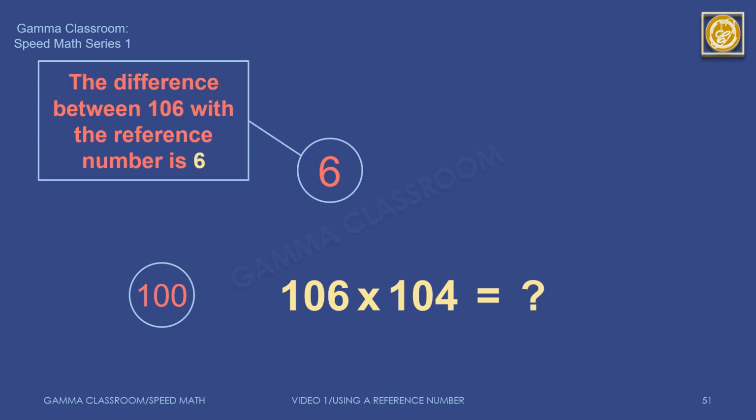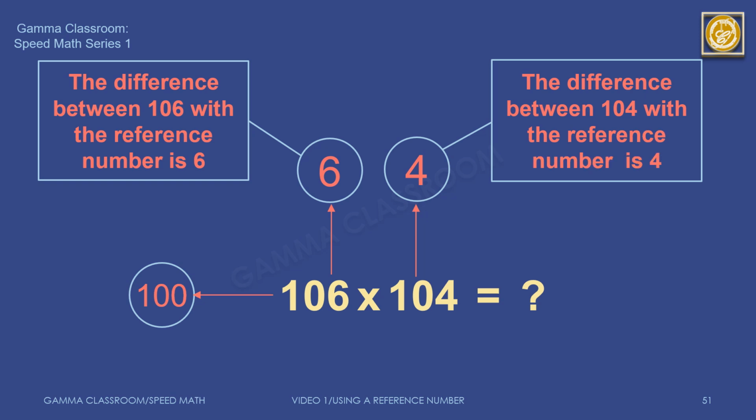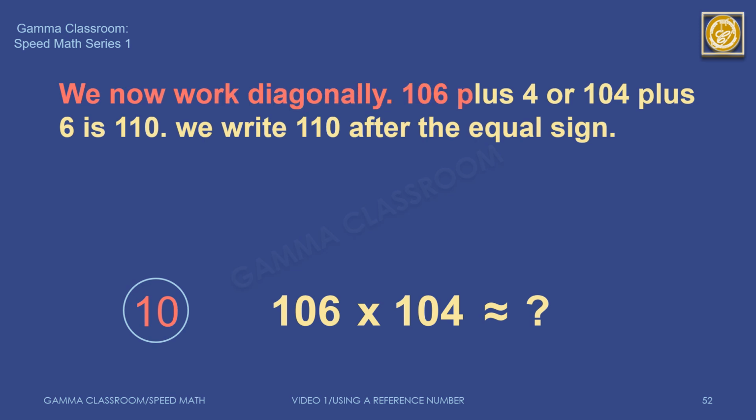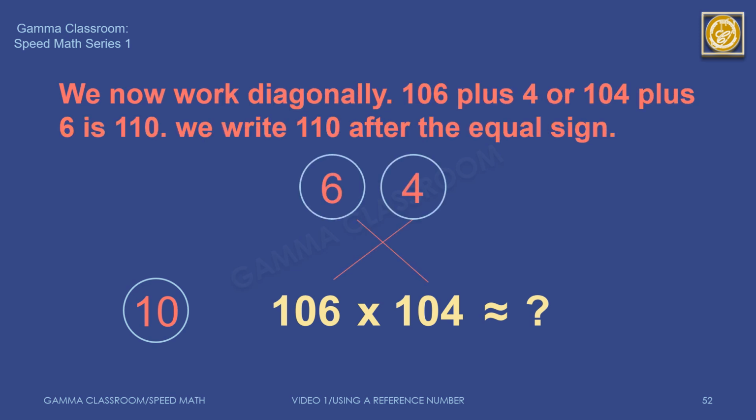The difference between 106 and the reference number is 6. The difference between 104 and the reference number is 4. We now work diagonally. 106 plus 4, or 104 plus 6, is 110. We write 110 after the equal sign.